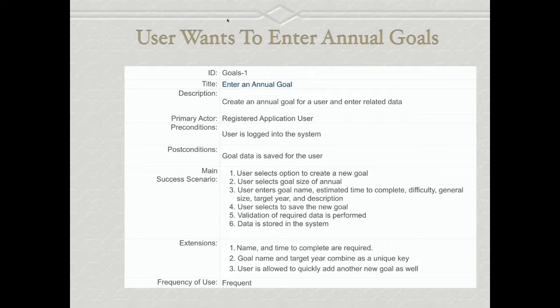They're going to select the goal size of annual, because we've said up at the top, title is annual goal. We know that monthly and weekly exist also, so they're going to have some way to select the type. Then they're going to enter at least a goal name, an estimated time to complete the goal, a difficulty, general size, target year, and description.